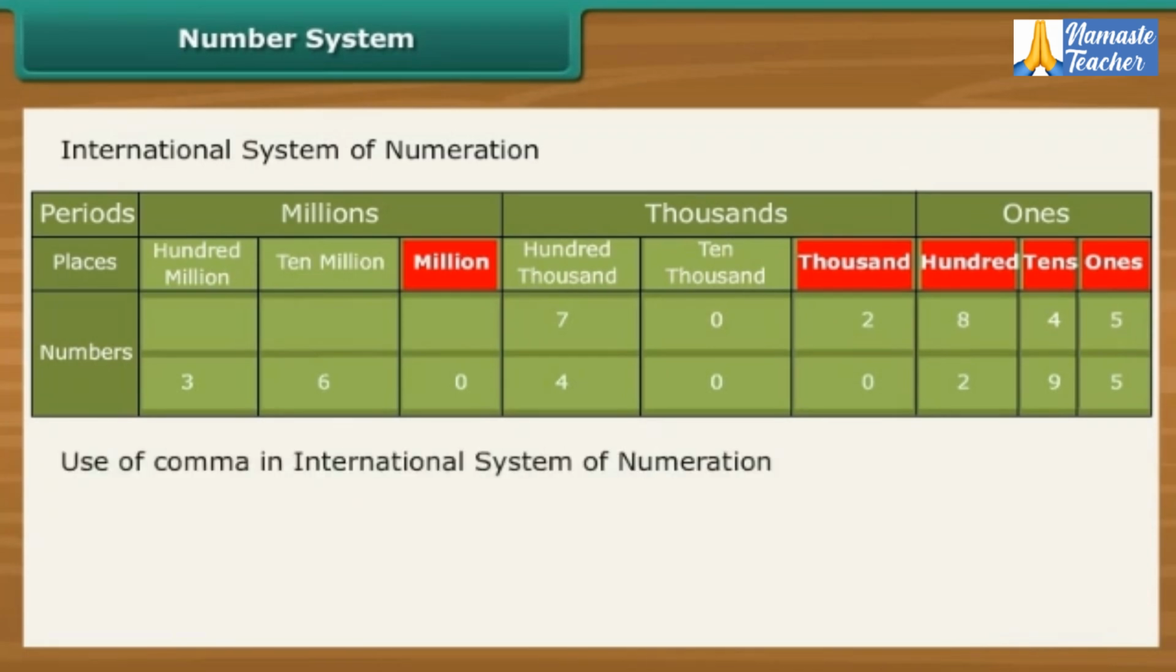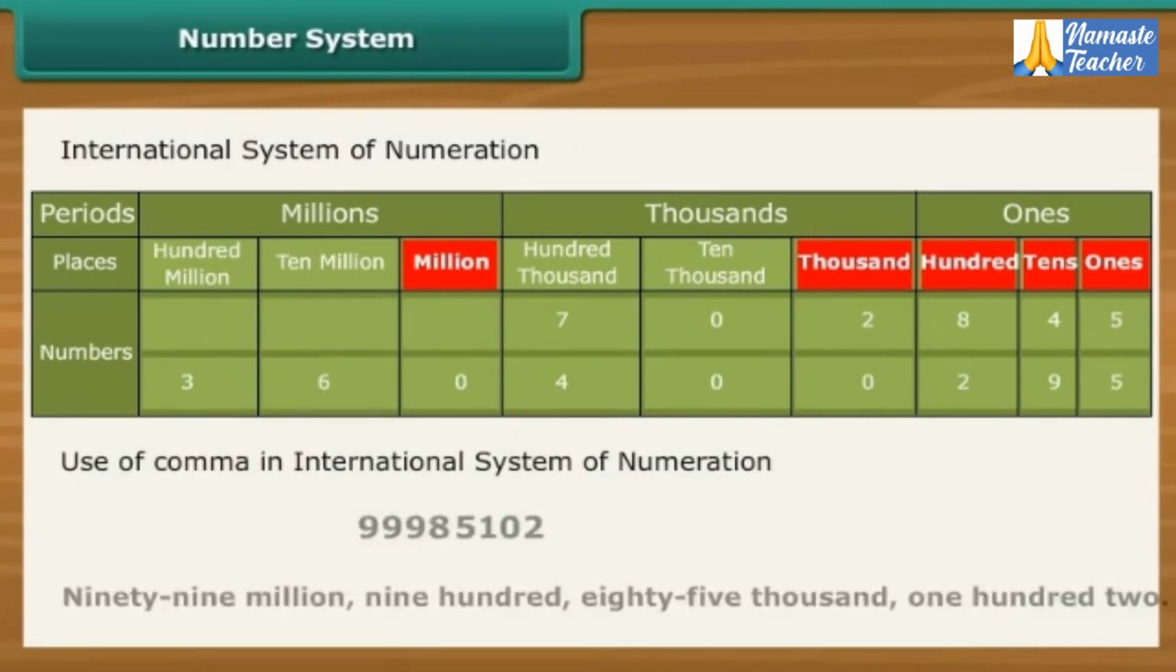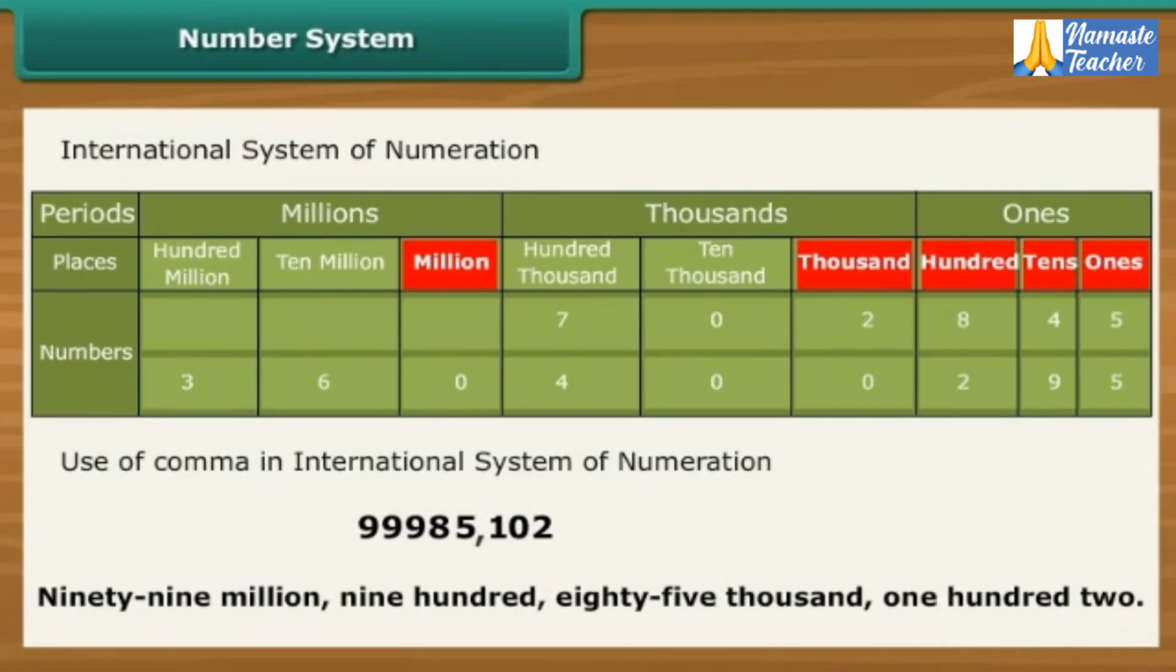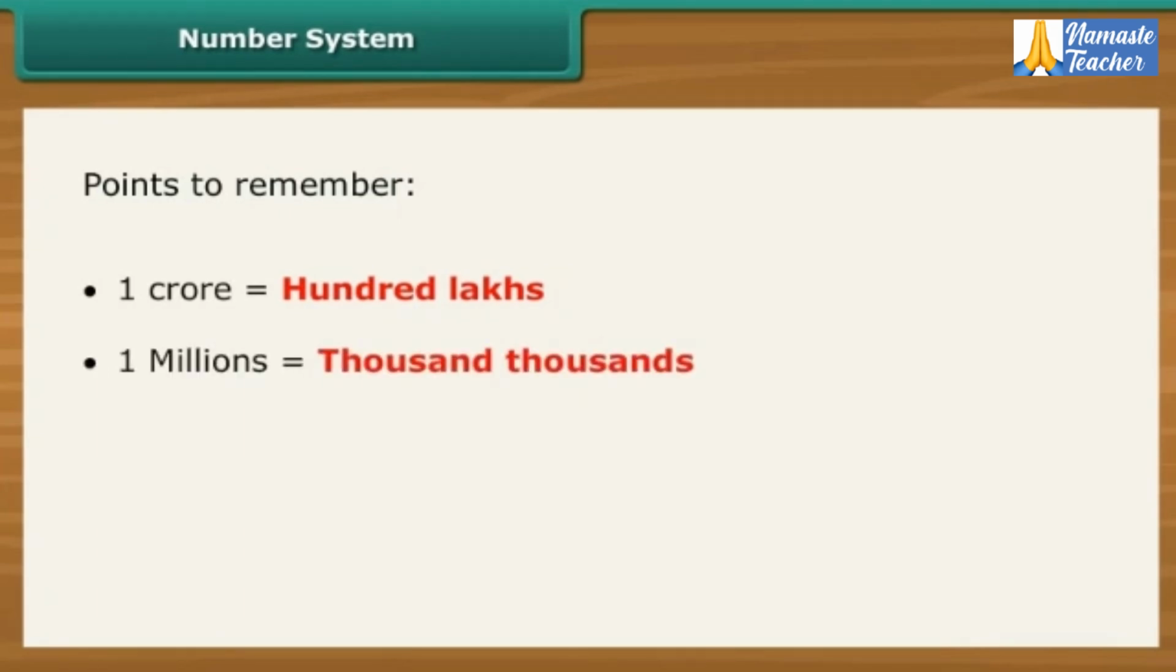Commas are used to mark thousands and millions. It comes after every 3 digits from the right. The first comma marks thousands and the next comma marks millions. Let us look at some pointers. 1 crore is equal to 100 lakhs. 1 million is equal to 1,000 thousands. 10 crores is equal to 100 millions.